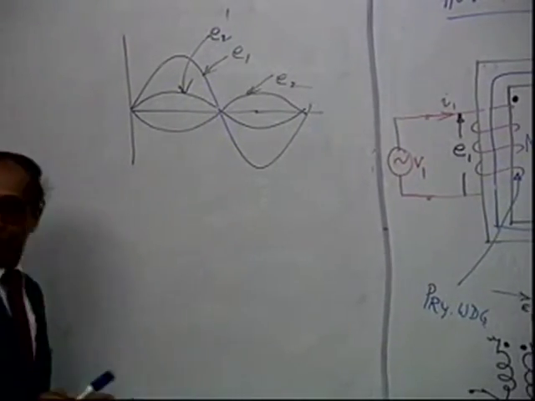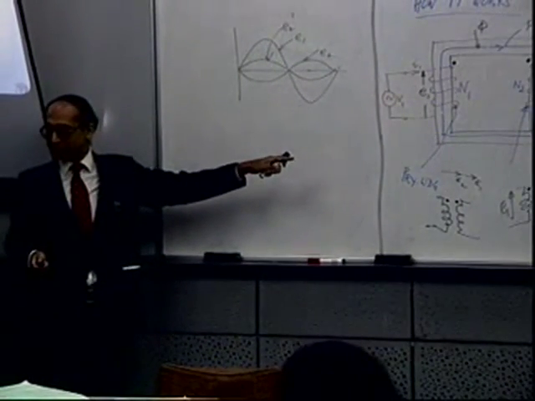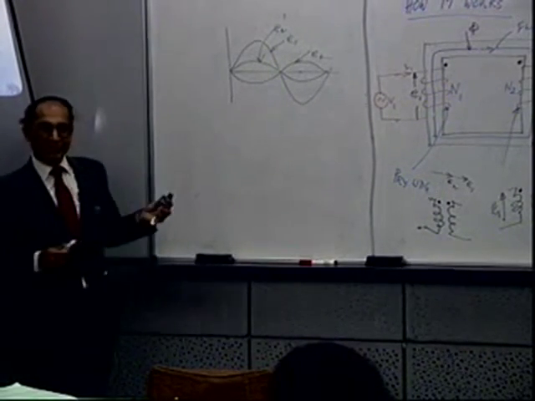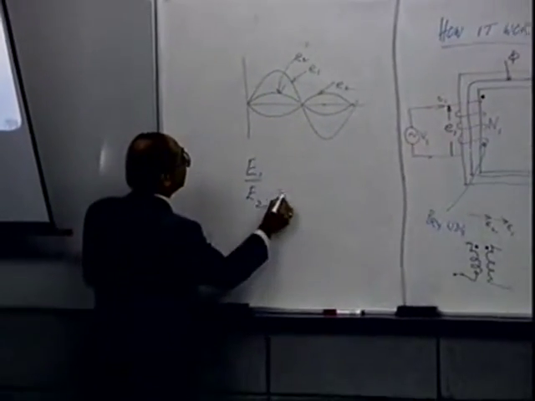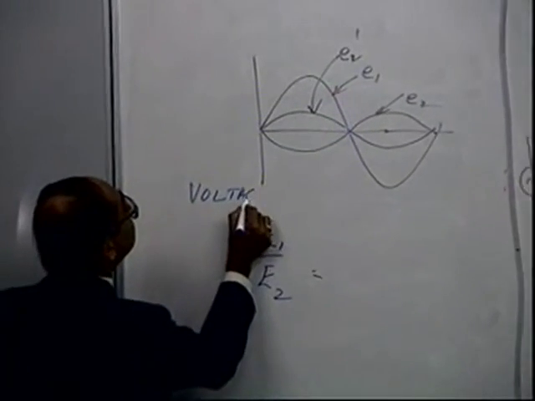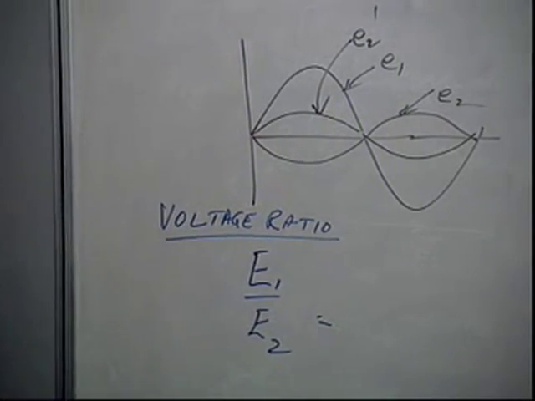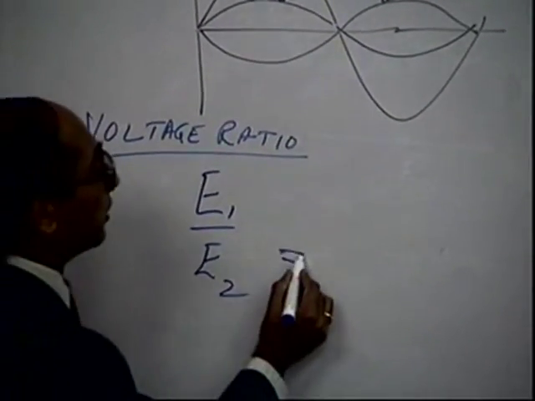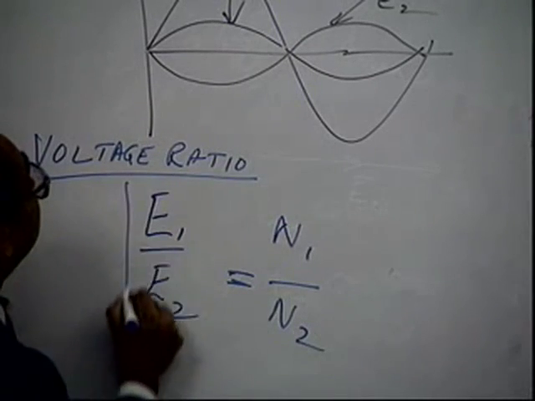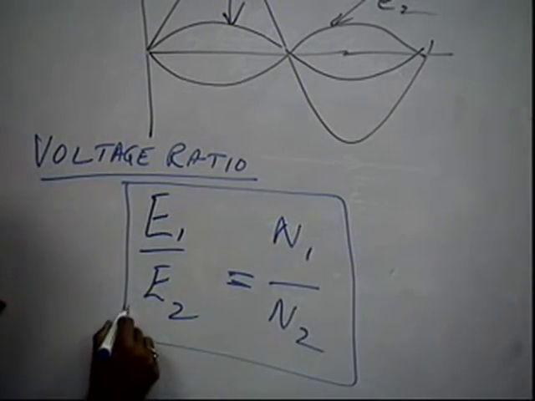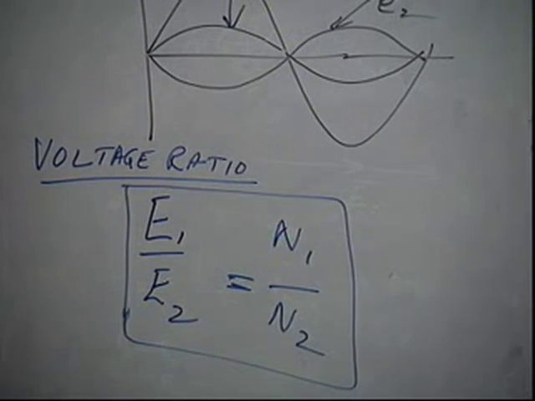Okay? Now, I think this direction clarification, now you should not have doubts. Okay? Now, what is E1 by E2? Let us look at the voltage ratio. Voltage ratio E1 by E2 is? It is simple. So this is known. This is a well-known transformer formula. E1 by E2 is equal to N1 by N2. Very simple.